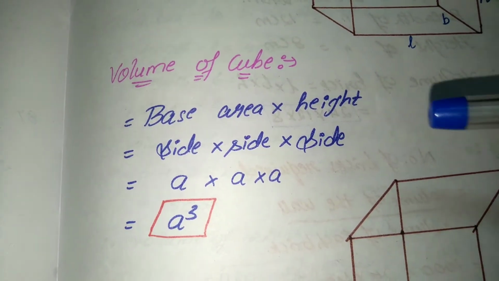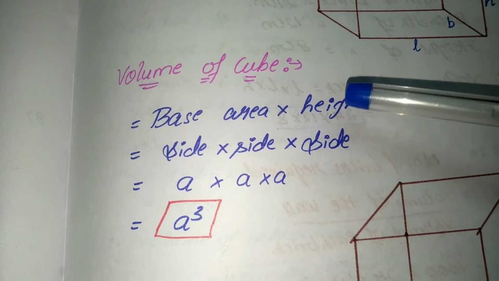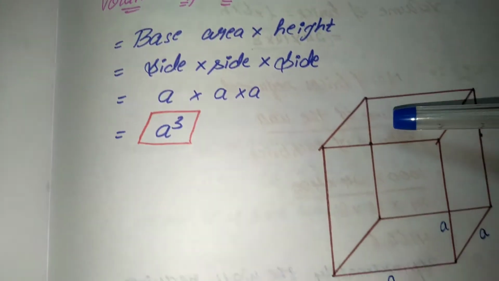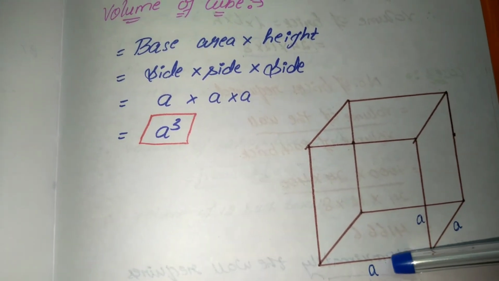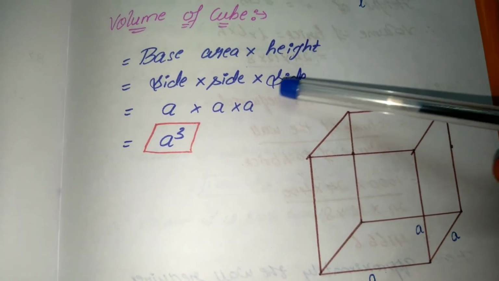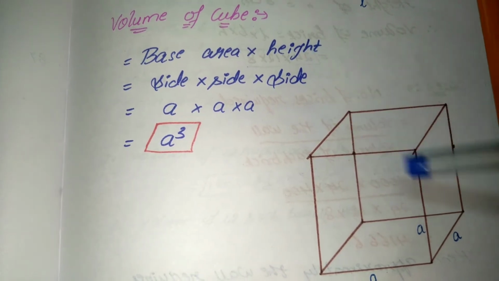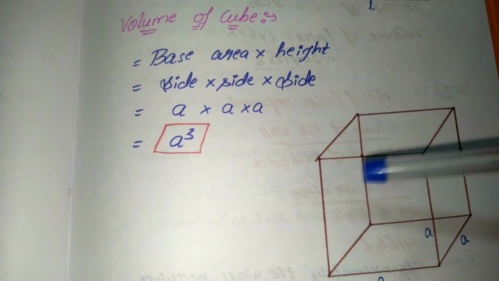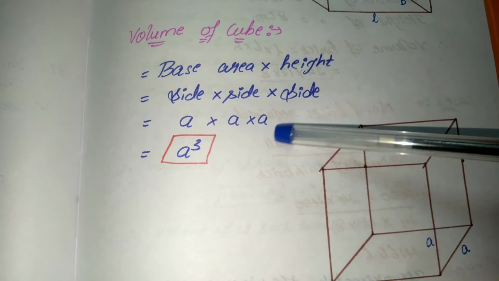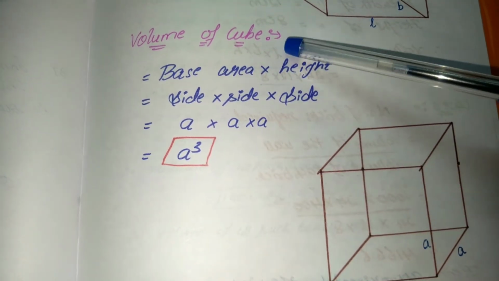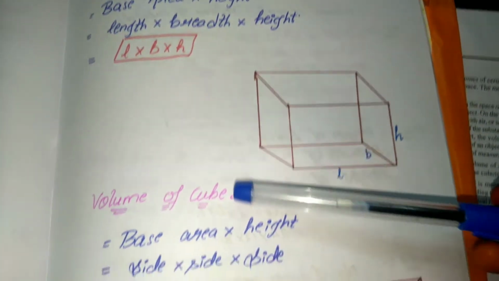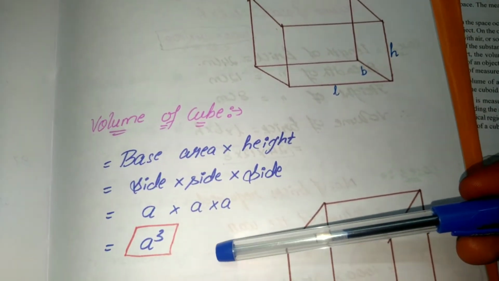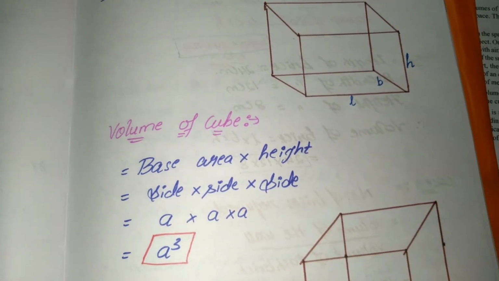So now coming to volume of the cube. Cube also, similarly, base area into height. As the base is in the shape of the square, we take the area of the square as side into side. Hence side into height, because height also will be the same as the side. Hence A into A into A is equal to A cube will be the volume of the cube. Now volume of the cuboid is length into breadth into height. Volume of the cube is side into side into side, that is A cube.